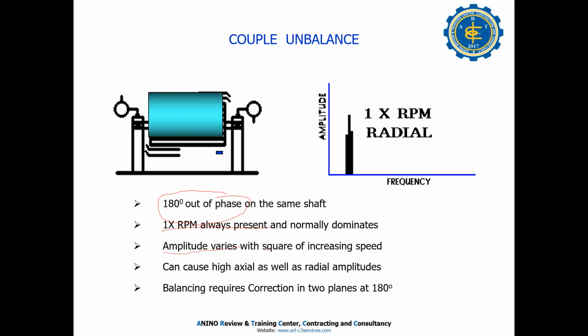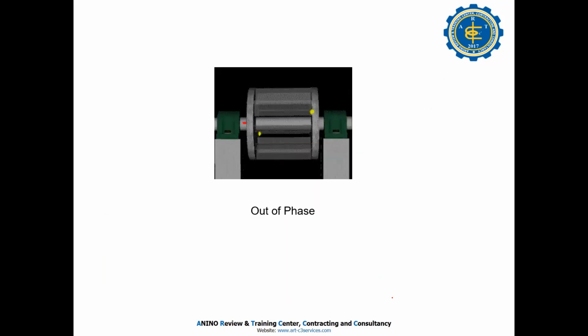Amplitude also varies with the increasing speed. It can cause high axial as well as radial amplitudes. So balancing requires correction in two planes and 180 degrees. So this is the out of phase. So like this. In phase, the same, but out of phase. So that's why there is an axial amplitude, high vibration in the axial. That is out of phase.